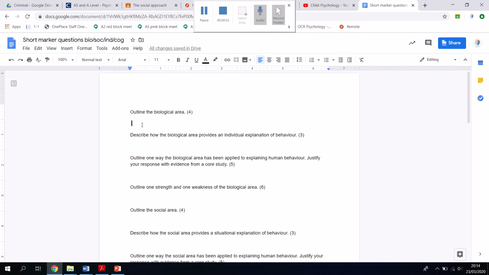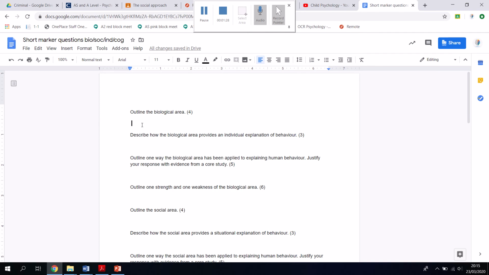Now, the difference between 2 marks and 4 marks is the amount of information that you have to give if you're outlining the area. If you got asked to outline the biological area for just 2 marks, it would essentially want you to provide one assumption or core principle of the biological area and then give some detail on it. If it asks this for 4 marks, it essentially wants you to do that twice. So 2 assumptions and detail on both, at least 2 assumptions. Maybe even consider giving 3 assumptions if there are 3, but then providing detail on 2 of them.